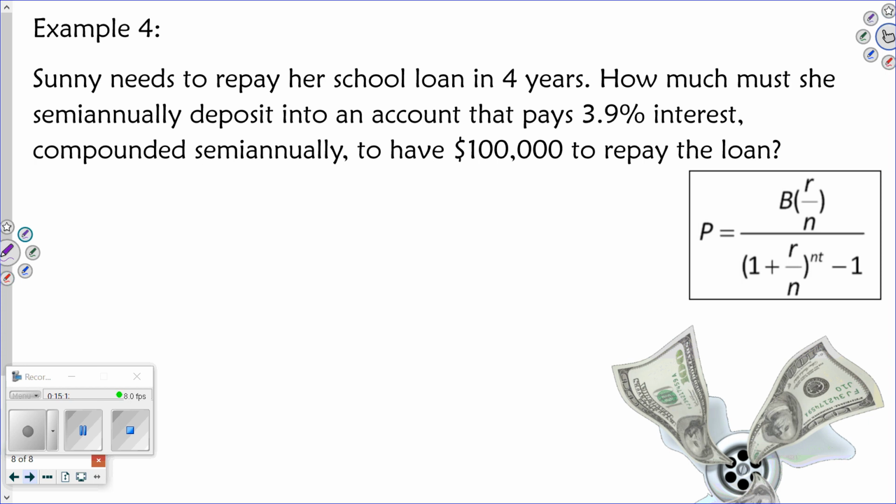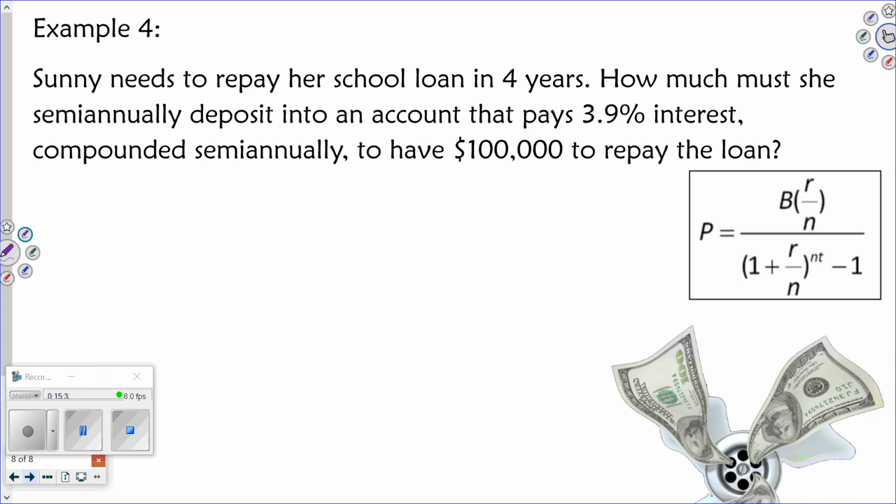Yeah, pay it off in 4 years, that's crazy. Mine are 10-year loans. That's typically if you get direct loans, like student loans, typically they give you 10 years to pay them off.